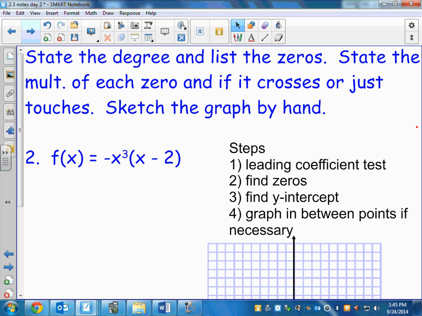All right, so notice the directions on this. It says state the degree and list the zeros, state the multiplicity of each zero, and if it crosses or just touches, and then sketch the graph by hand. You have 2 problems on your homework tonight with these same directions. You have a question or 2 on your test for this chapter with the same directions, except I might also throw in there describe the behavior, which means it's probably not a 10-point question on a test.